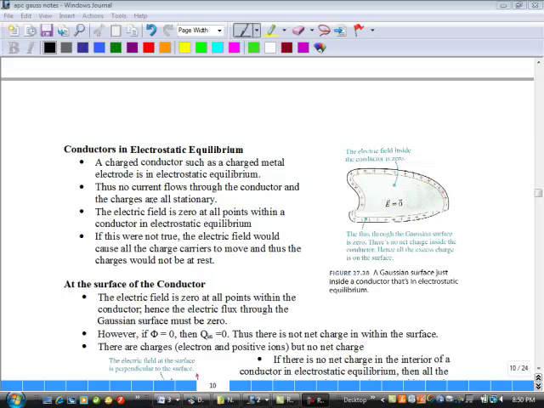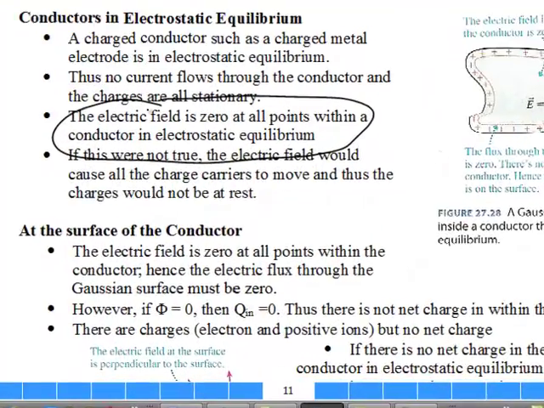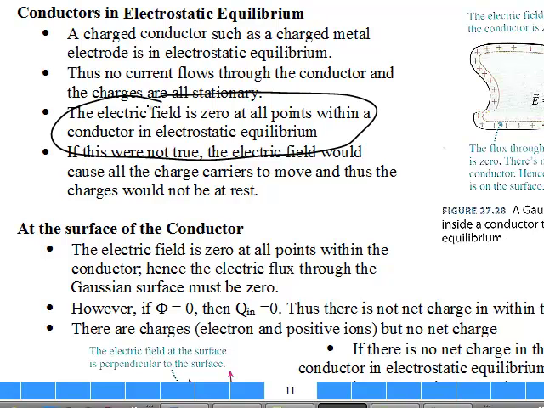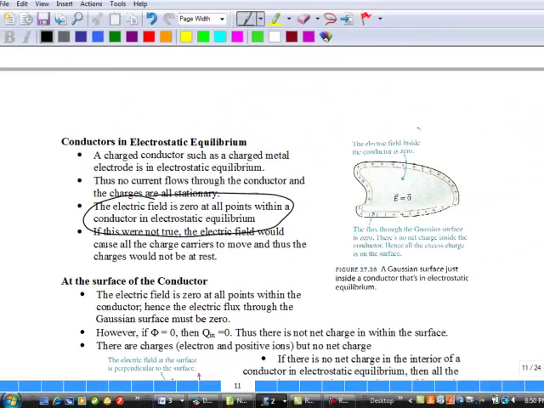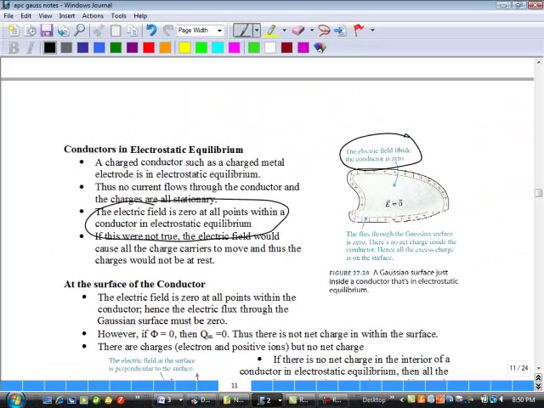This is what's important. The electric field is zero at all points within a conductor if it's in equilibrium. If that were not true, the electric field would cause the charge carriers to move, and thus the charge would not be at rest. So what this means, and this is really important, is that at the center of our conductor, the electric field is zero. Very important.